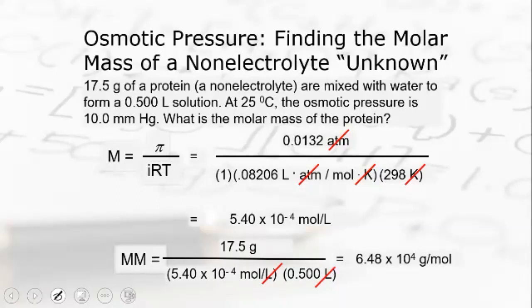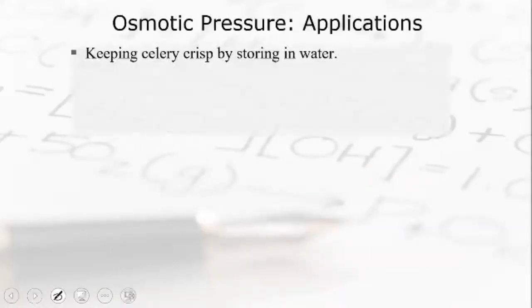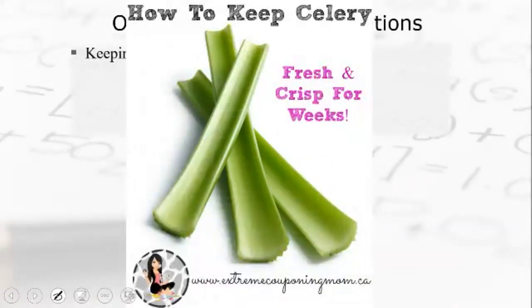And let's finish out by looking at some applications of osmosis. Number one, how do you keep celery crisp? By storing it in water so that it's fresh and crisp for weeks.